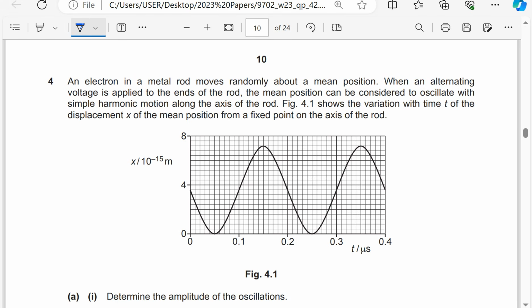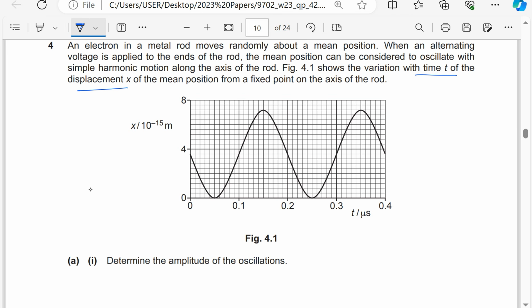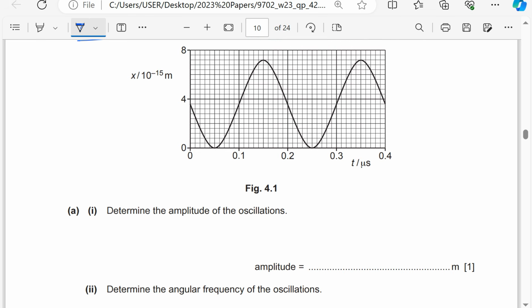An electron in a metal rod moves randomly about a mean position when an alternating voltage is applied to the ends of the rod. The mean position can be considered to oscillate with simple harmonic motion along the axis of the rod. The figure shows the variation with the time of the displacement of the mean position from the fixed point on the axis of the rod. Determine the amplitude of oscillation.